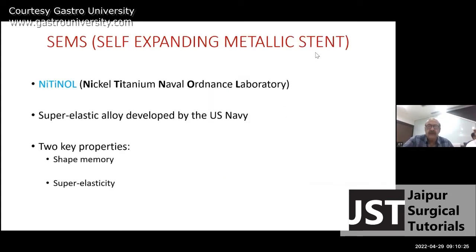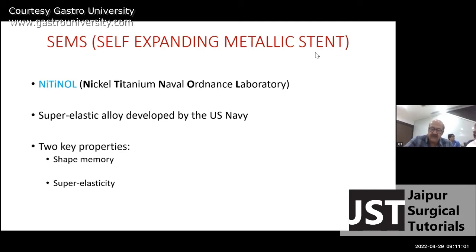The self-expandable metal stents are made of nitinol. Nitinol is an alloy made of nickel and titanium. It was first developed by the Naval Ordnance Laboratory, US. That's why the full name is nitinol. It is a super elastic alloy. It has 2 key properties: one is shape memory, and the other is super elasticity. That means you can compress it when you want to introduce it, and it goes back to the normal shape for which it has been made. So it has an excellent memory.